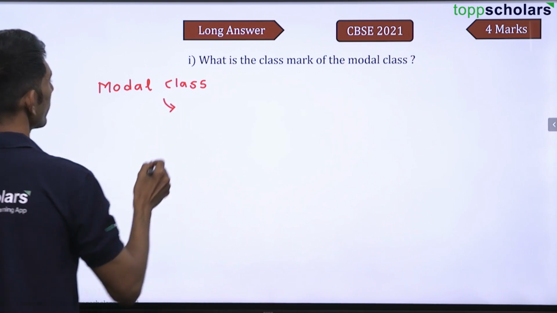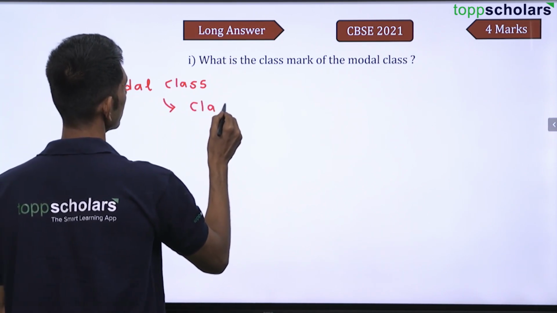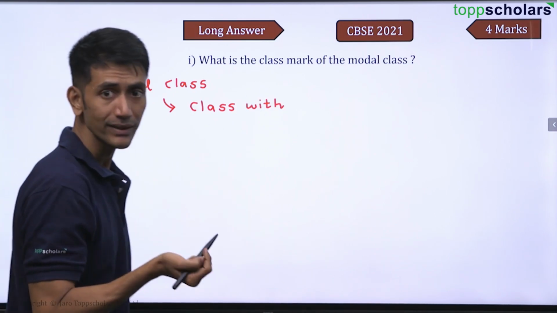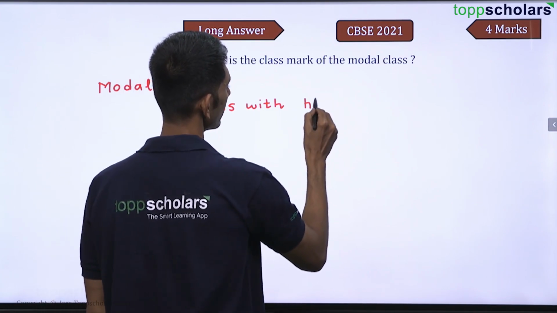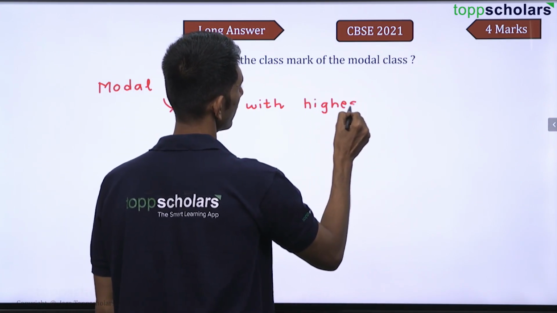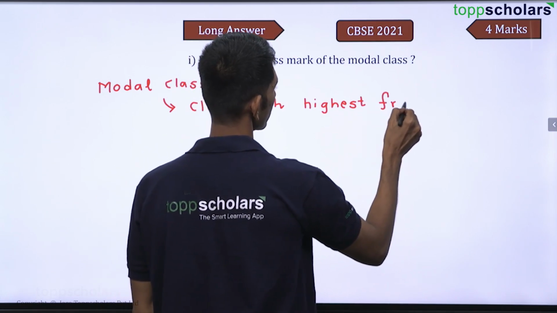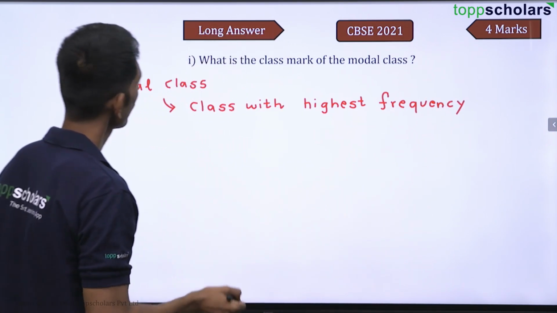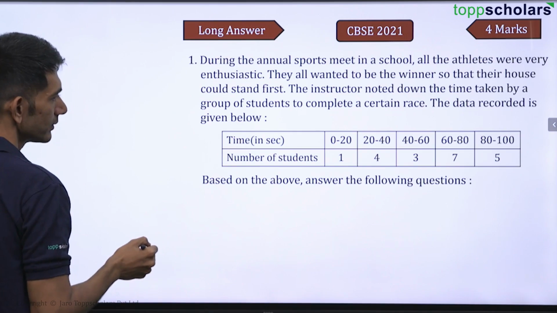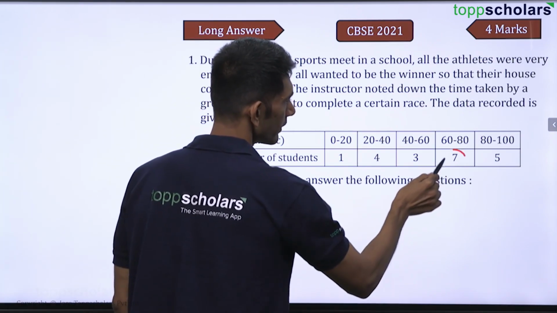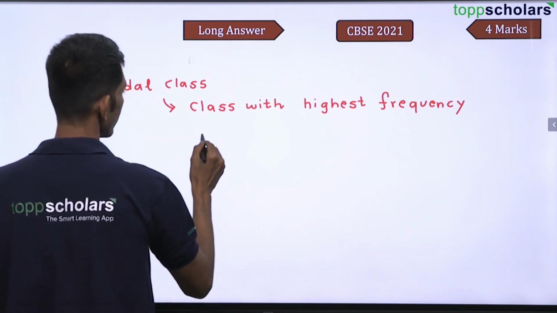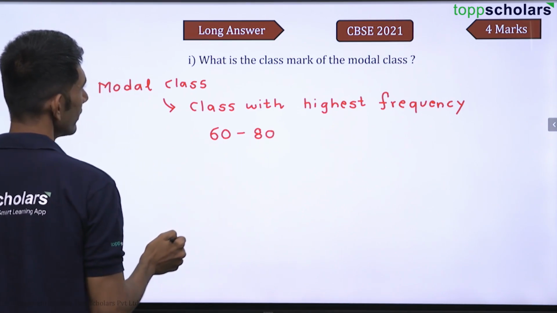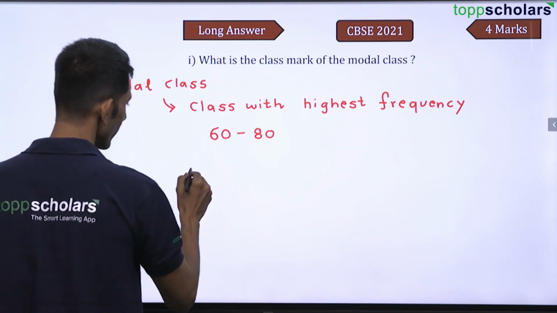So what is the meaning of modal class? The class with the highest frequency, right? So can we say our modal class here is going to be 60 to 80? So 60 to 80 is the modal class. So if 60 to 80 is the modal class, what will be the class mark?